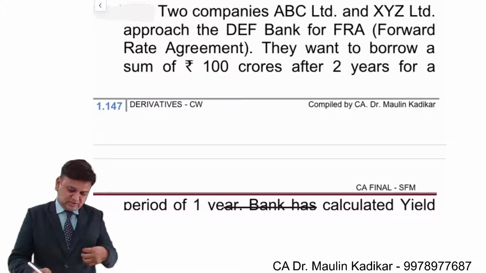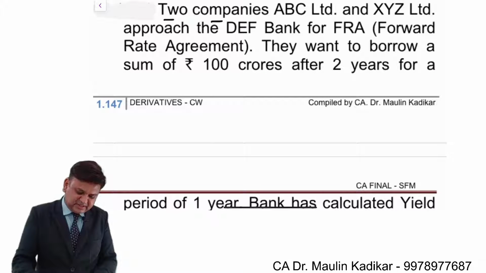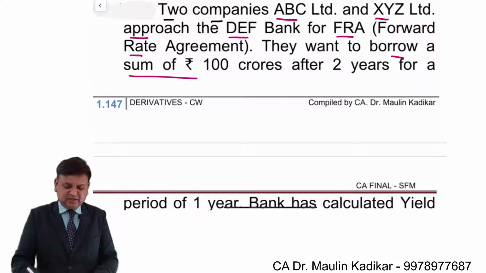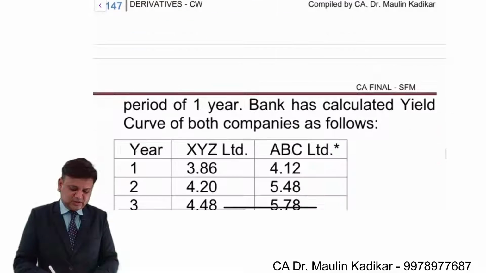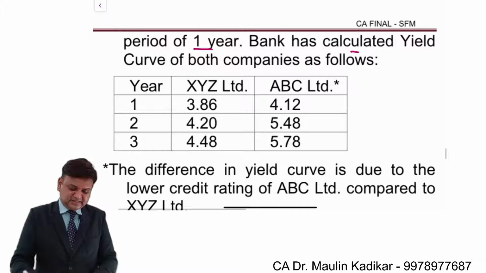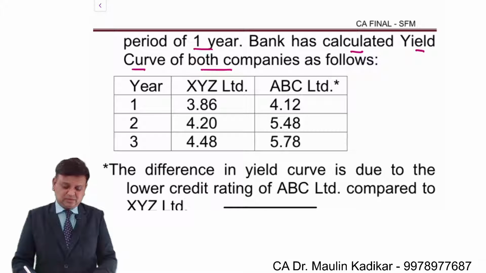Let us see the next question. Two companies, ABC Ltd and XYZ Ltd, approach DEF Bank for forward rate agreement. They want to borrow a sum of 100 crore after 2 years for a period of 1 year. Bank has calculated yield curve of both the companies as follows.